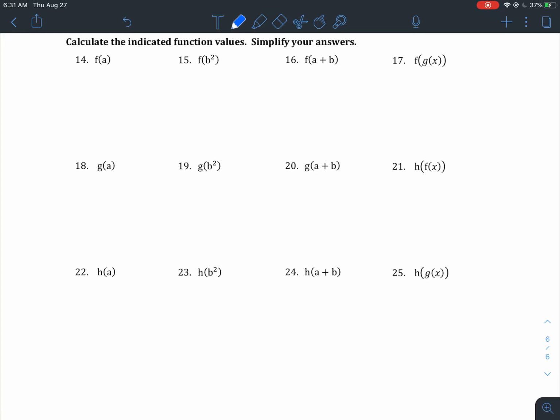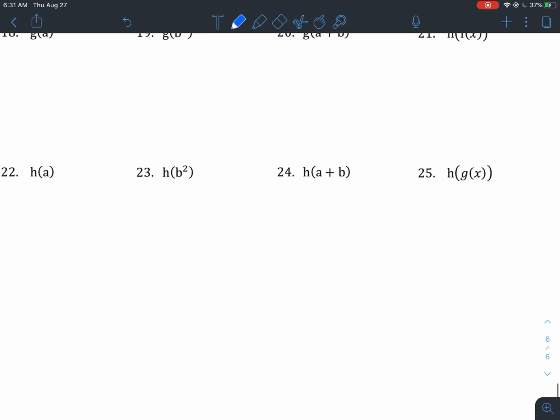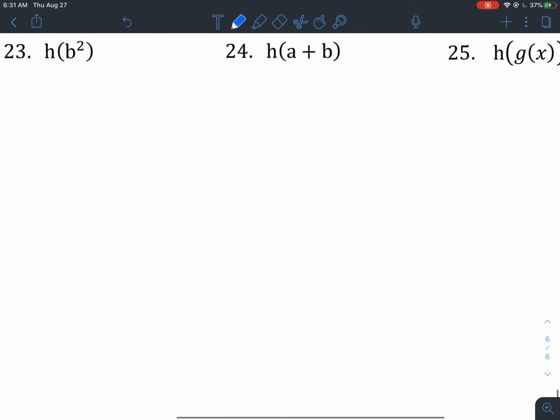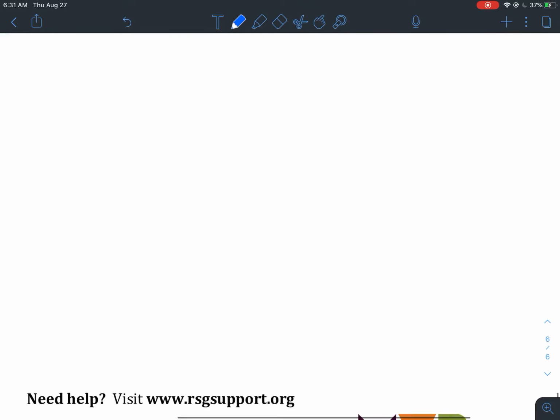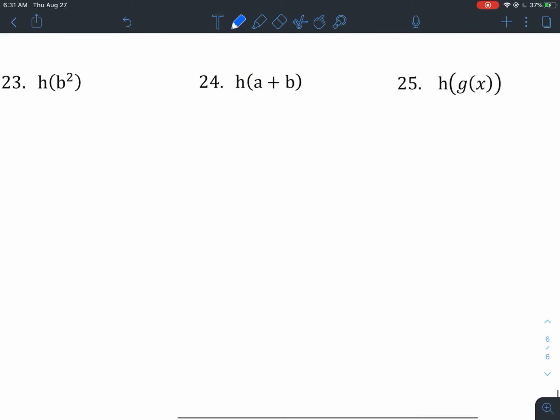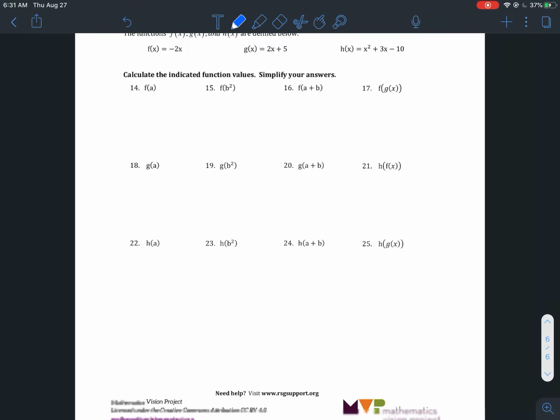All right, and then I want to do a couple from down here. So let's go ahead, let's do 24 and 25. Now, I will say I'm kind of going to run out of space. I didn't feel like they gave me enough room here. So I'll do 24, and then I'm going to kind of scroll down and do 25.